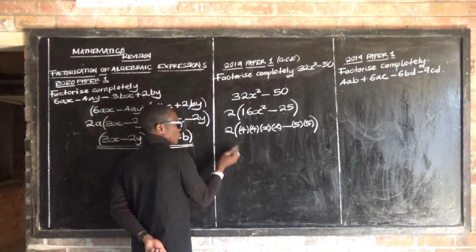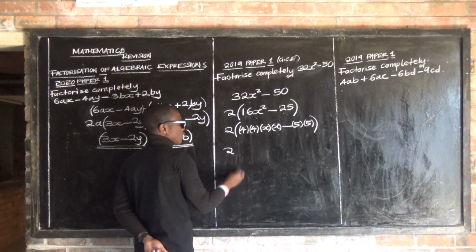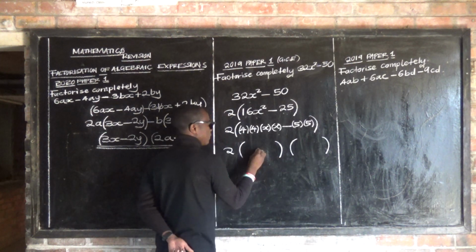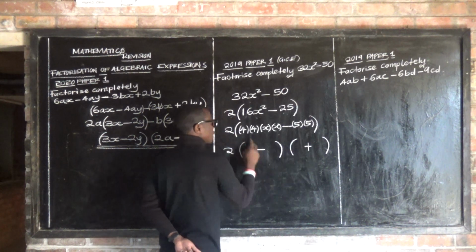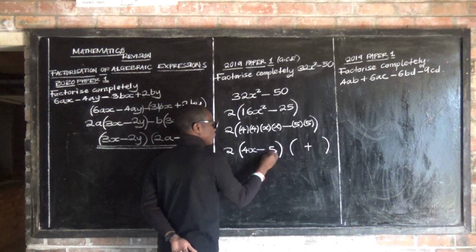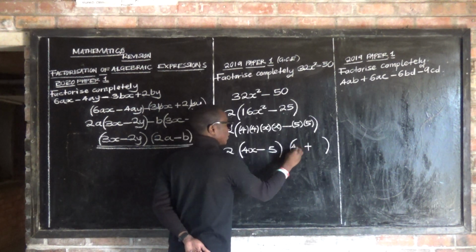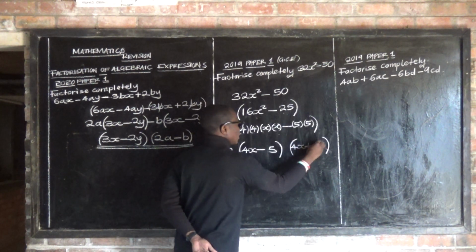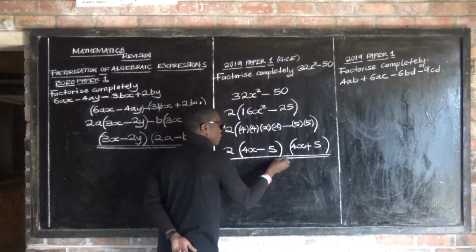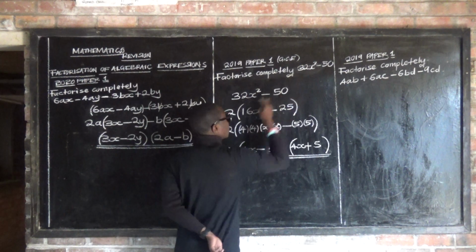Then you can move on and say, retain our common factor and come up with 2 brackets. Like this, we're going to have minus, then you're going to have a plus. So you get this 4, you get this x, you also get this 5, then you get this remaining 4, this remaining x, and this remaining 5. So this is our complete factorization of this expression.